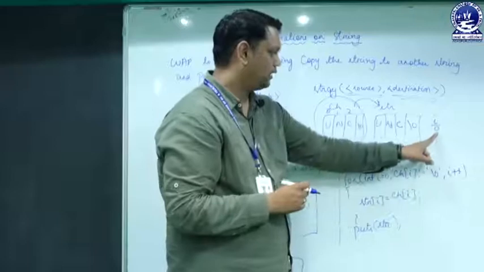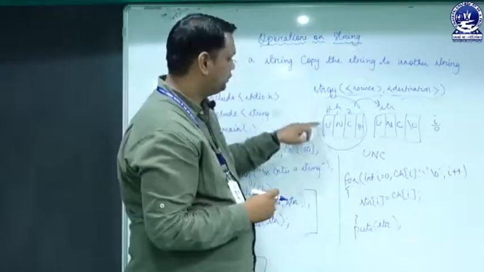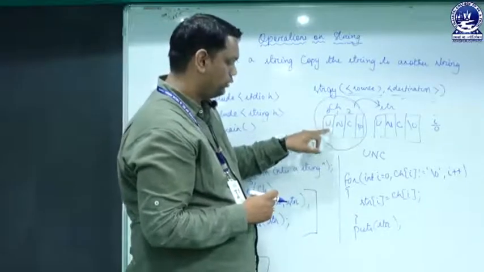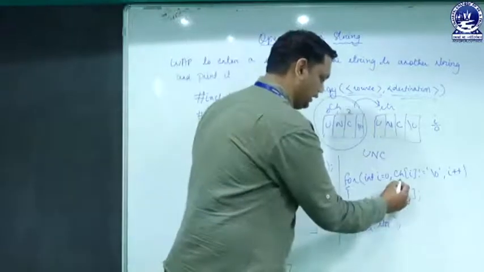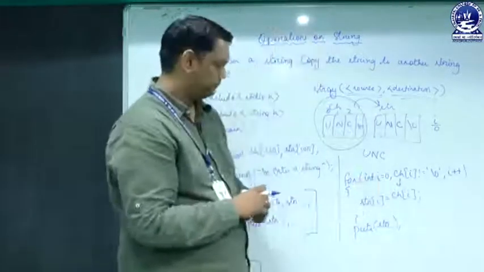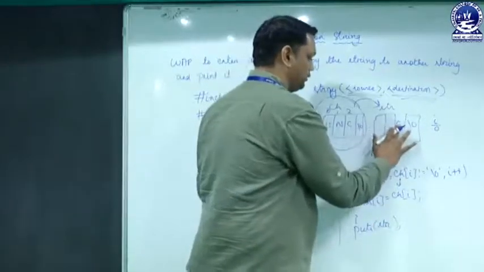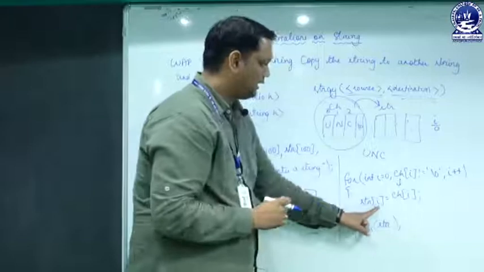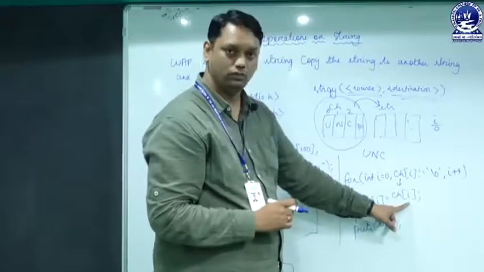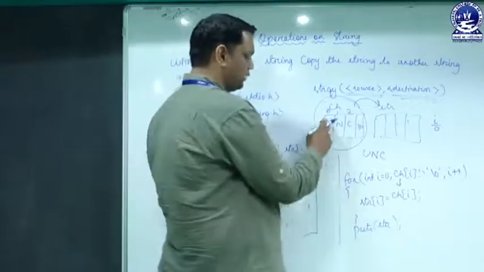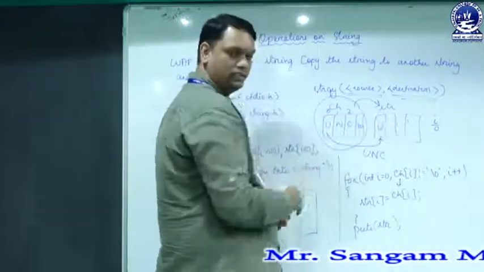ch[i] means ch[0]. Is ch[0] not equal to backslash 0? ch[0], that is u, is not equal to backslash 0. Yes, u is not equal to backslash 0. So the condition gets satisfied and it will enter over here. str[i], let's say we have not taken anything, so str[0] is equal to ch[0]. That means ch[0], that is u, will be initialized to str[0]. So u will be copied to str.